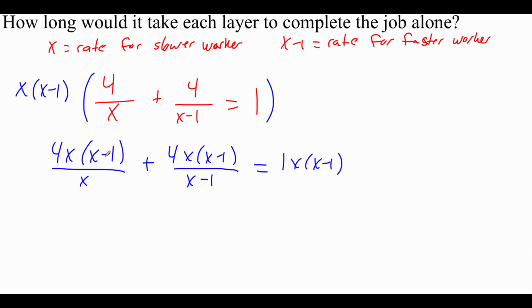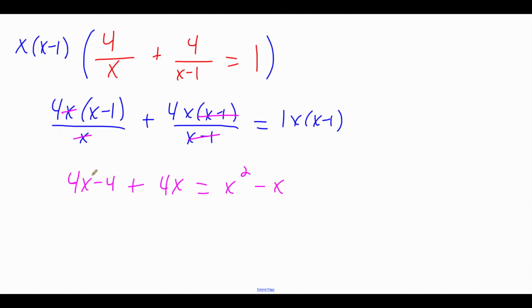Now in my first fraction, this x on top and on bottom are going to cancel each other out, and I'm going to distribute this 4 in right away, so we get 4x minus 4. In my second fraction, the x minus 1s are going to cancel each other out, so we just get 4x. And on the right-hand side, I'm going to distribute this 1x in, so x times x is going to be x squared, and x times negative 1 is minus x. Now on the left-hand side, we're going to be able to combine these 4x's to get 8x minus 4 equals x squared minus x.